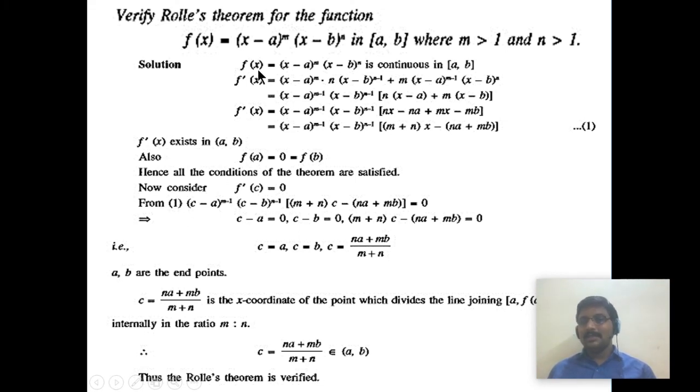So simple thing, just take f of x and compute f dash of x. Clearly f of x is the product of polynomials in x.